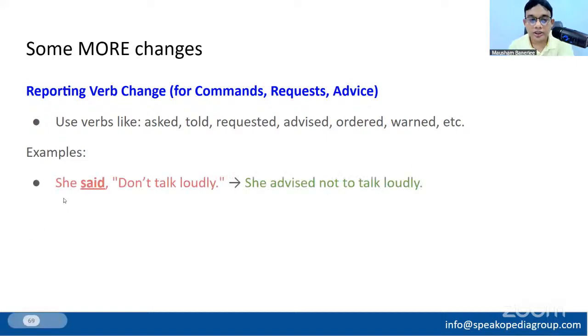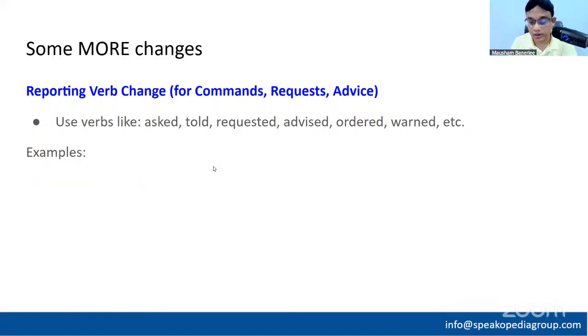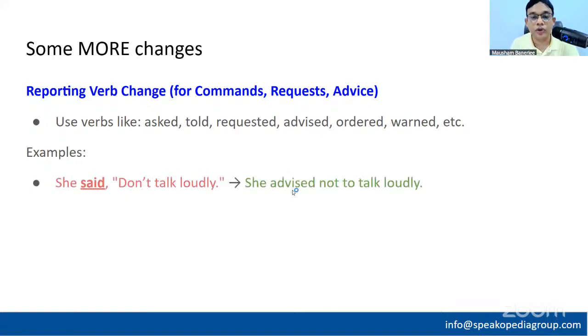Now look at this. She said, "Don't talk loudly." Now see, this is a command. This is a statement, but still it is a command. It is like an order. Once you are using an order or a command, then in indirect speech, you will be using these types of words: asked, told, requested, advised, ordered, warned. So what do I do? Said becomes advised because this is an order. When you are using a command or order, in indirect speech you will be using these types of words. She advised not to talk loudly.